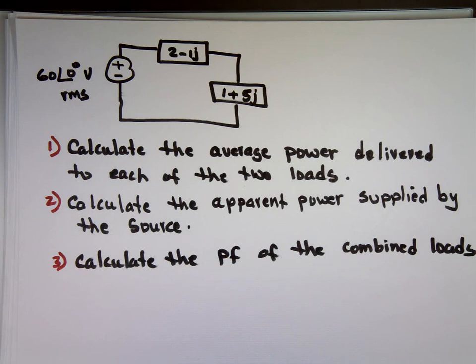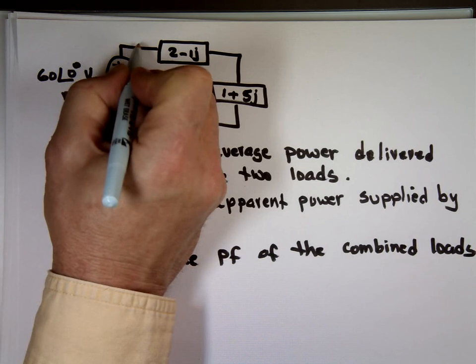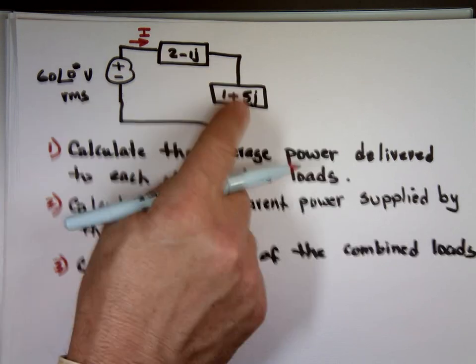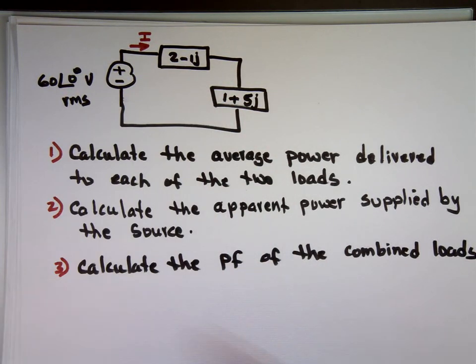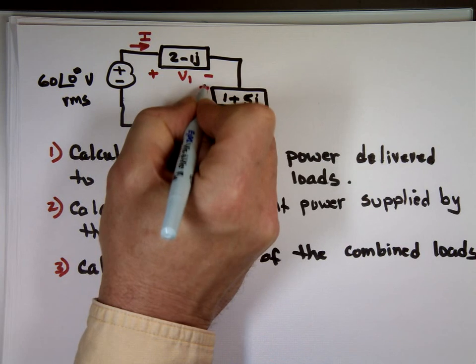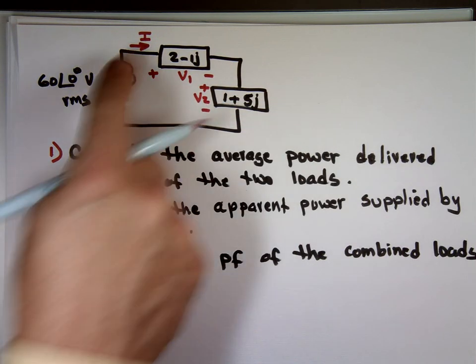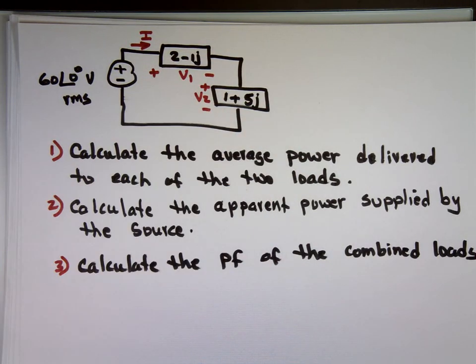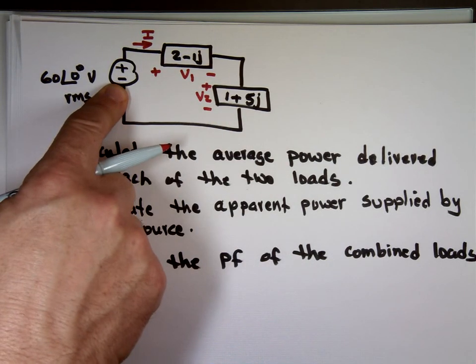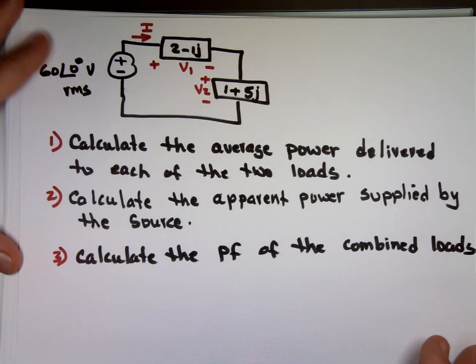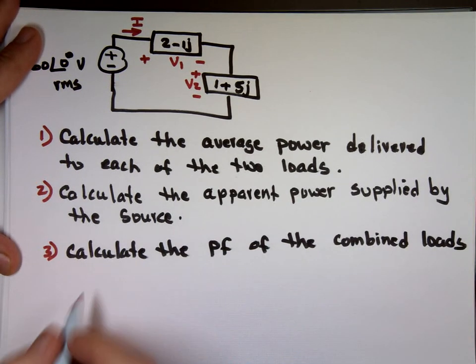Now, I can do it multiple ways. I can find the current going through, I. I can also find the voltage across each one of these and apply the rule. Let's call this V1, and let's call this V2. If I know the current, V1, V2, I'm done. I can tell you the average power absorbed by each one of these loads. I can tell you, if I know the current, how much power is supplied by the source. So let's see what happens. First question, calculate the average power delivered to each of the two loads. Let me find what the current is.